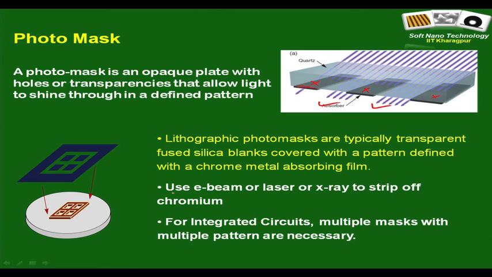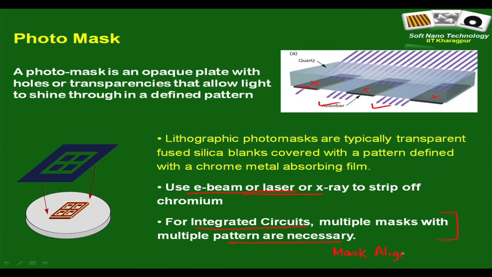Well, of course, how do you etch out this chromium? You typically use an E-beam or a laser or an X-ray writer to strip off chromium. And we also talked that for making integrated circuits, multiple masks with multiple patterns are necessary, and that leads to the requirement of a very big instrument, in fact, the mask aligner.